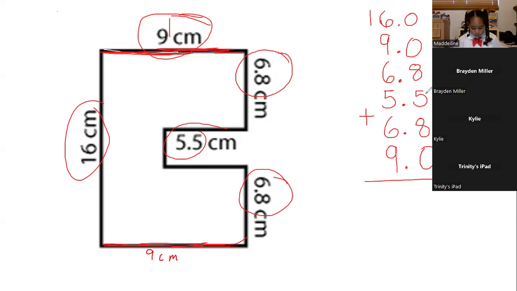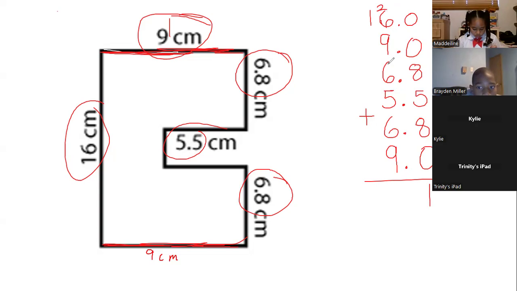So 8 plus 5 is going to be what? 8, 9, 10, 11, 12, 13. 13 plus 8, 13, 14, 15, 16, 17, 18, 19, 20, 21. It's going to be 21. Put the 1 down and put the 2 up here. We have 6 plus 2. 6 plus 2 is 8. 8 plus 9 is 17.